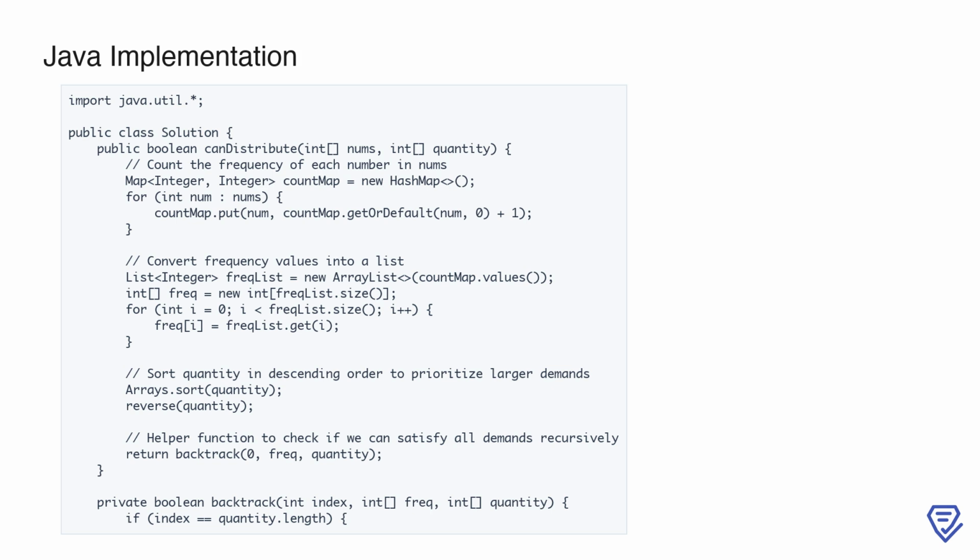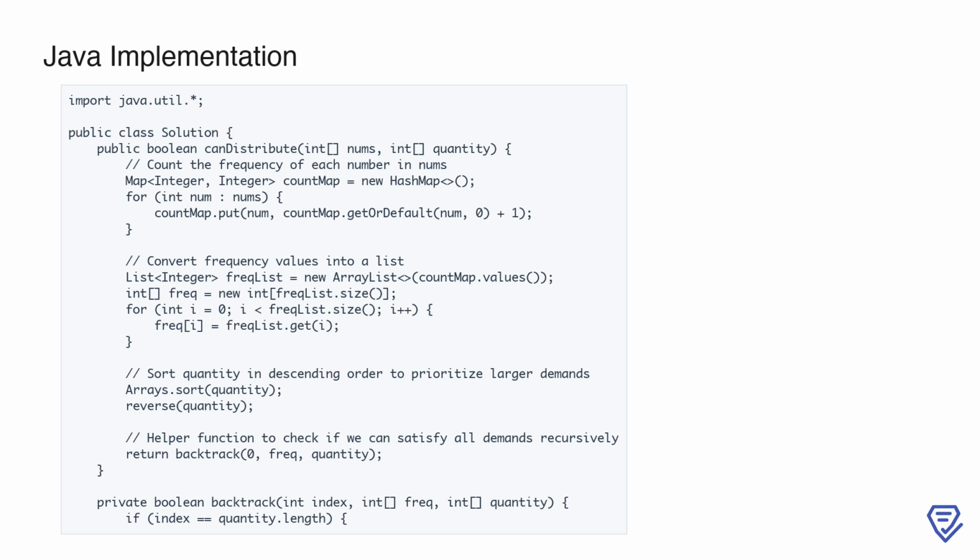The first step is to calculate the frequency of each number in nums. To do this, we use a hash map called countMap, where the keys are the integers and the values are their counts. We iterate through nums, updating the map by either incrementing the count for an existing key or setting it to 1 if the key doesn't exist yet.